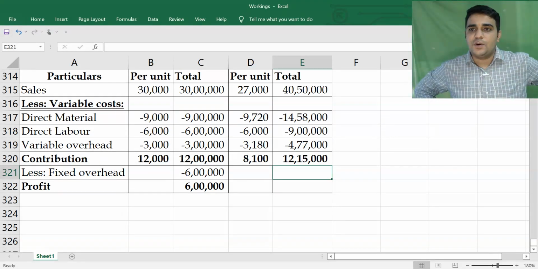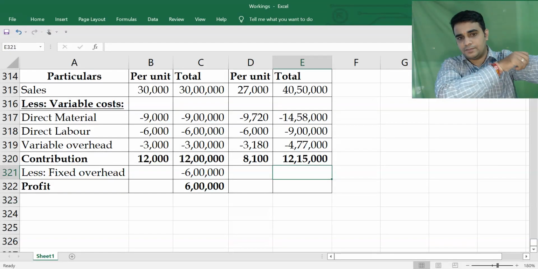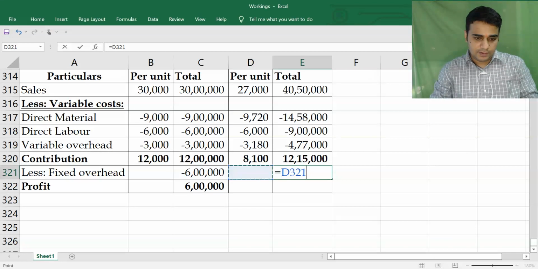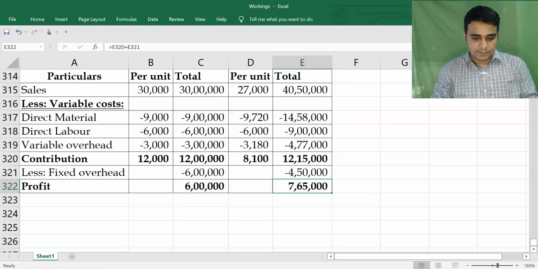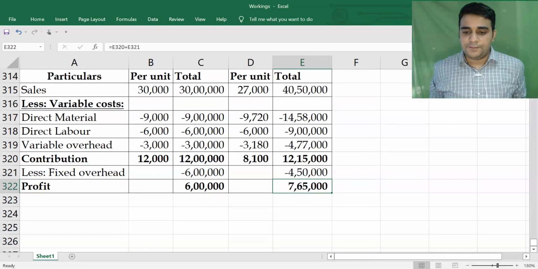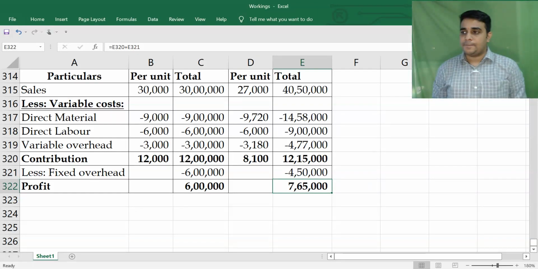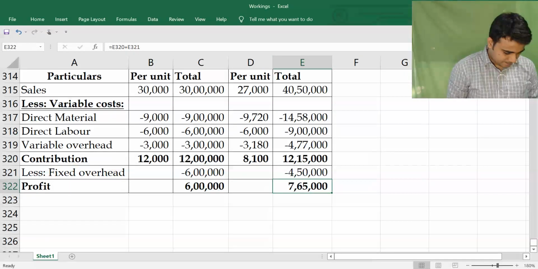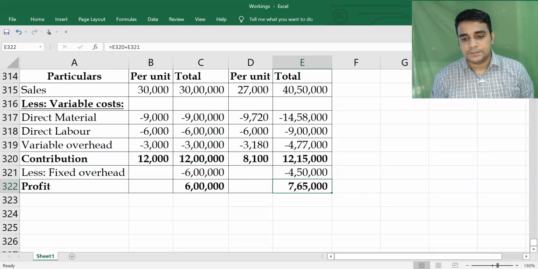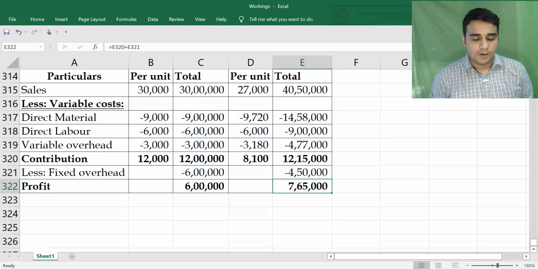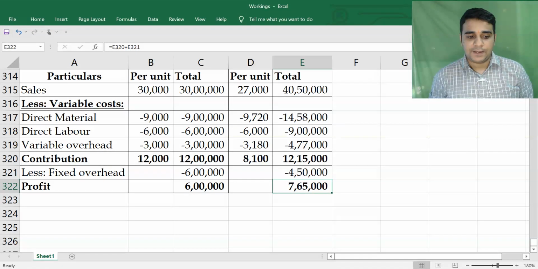Any change in fixed overhead? Reduction by 25%, so into 75%. 12, 15, 450 and 765. 4,50,000 is the fixed overhead. Profit is 7,65,000.